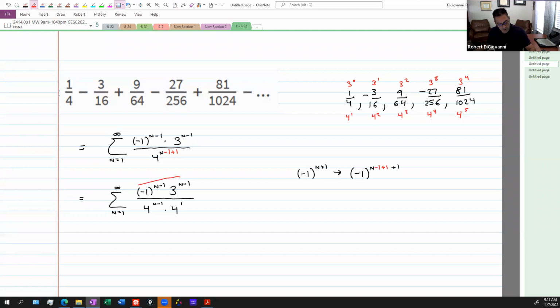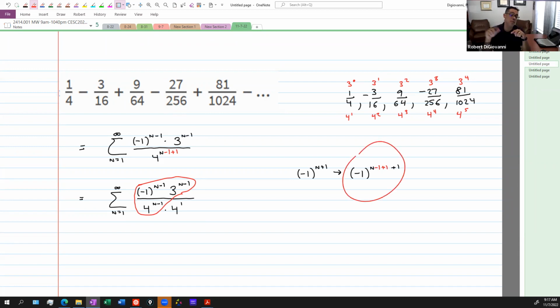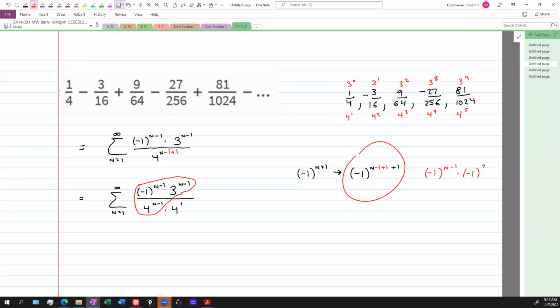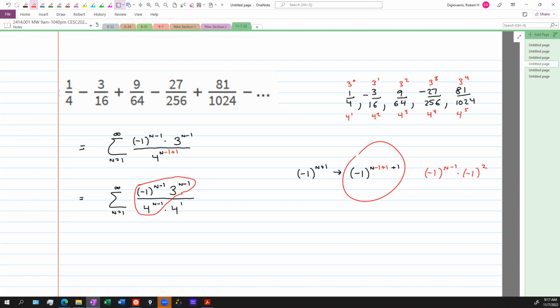Because what I want to do is put all these together right now. All of those together. Oh, okay. So had you had an N plus one, I couldn't put them all together. I would have had to convert it to N minus one plus one plus one, which wouldn't have been a big deal. This would have just turned into negative one to the N minus one times negative one to what power? To the two, right? But what's negative one squared? One. One, so it really doesn't even matter, does it?